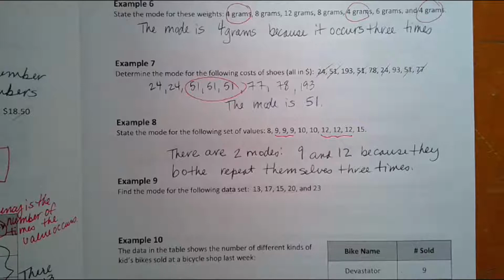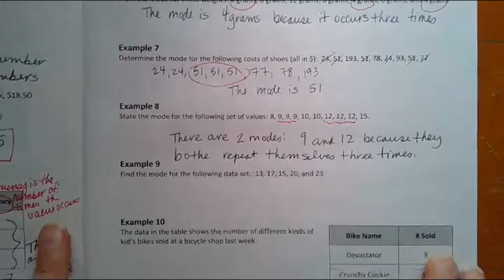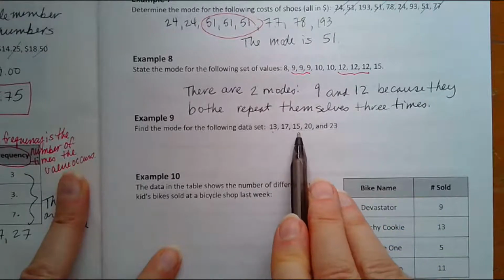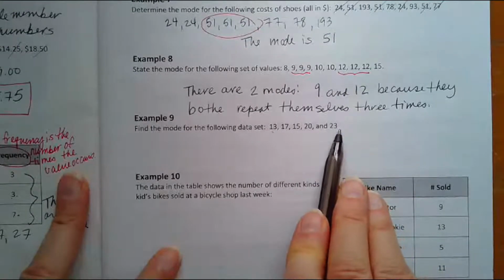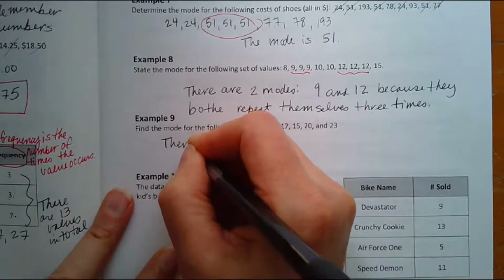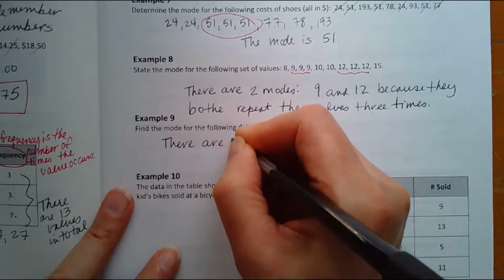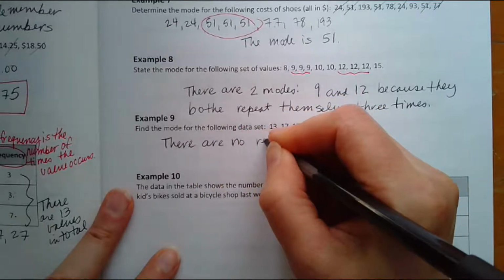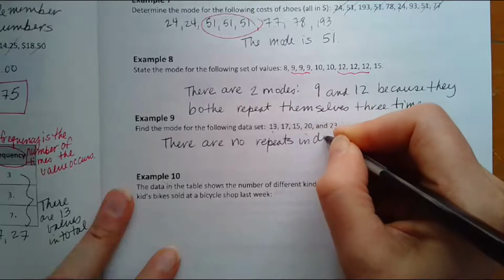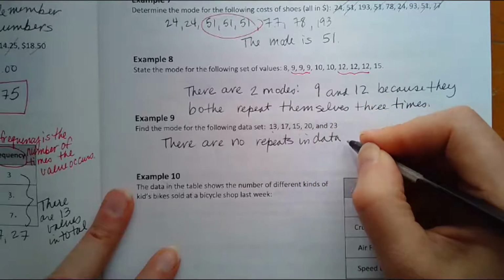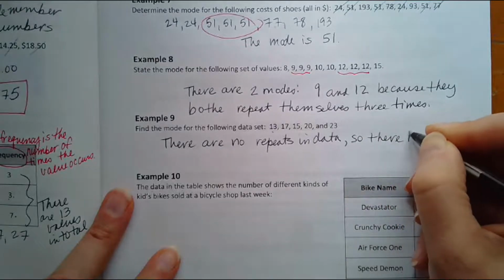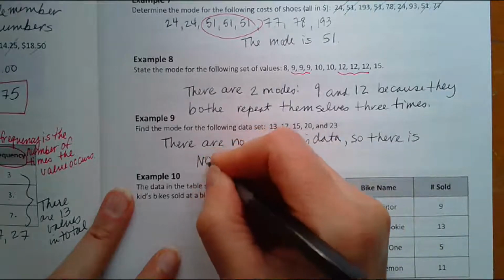What about this one? Find the mode for the following data set. So let's see, I have 13, 17, 15, 20, 23. There are no repeats in the data. So there is no mode.